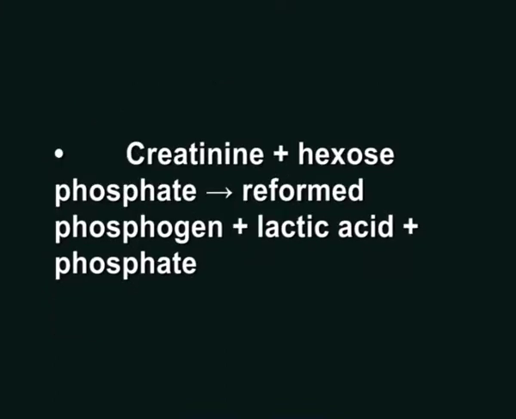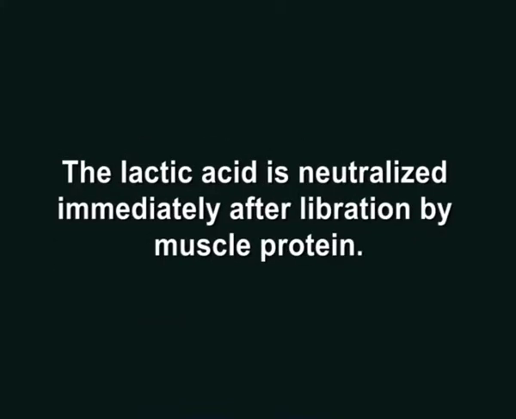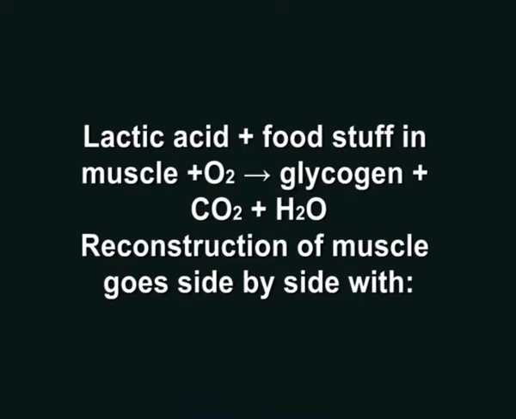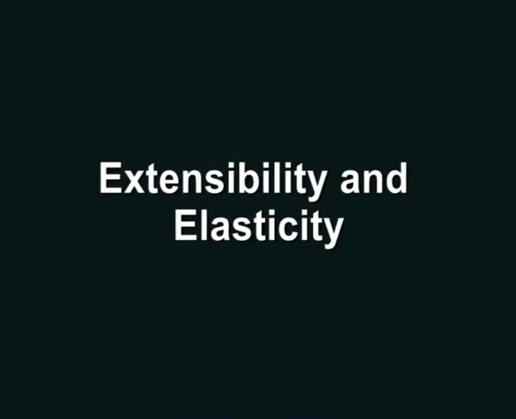Then creatinine plus hexose phosphate results in reformed phosphogen plus lactic acid plus phosphate. The lactic acid is neutralized immediately after liberation by muscle protein. Lactic acid plus foodstuff in muscle plus oxygen results in glycogen plus carbon dioxide plus water. Reconstruction of muscle goes side by side with extensibility and elasticity.